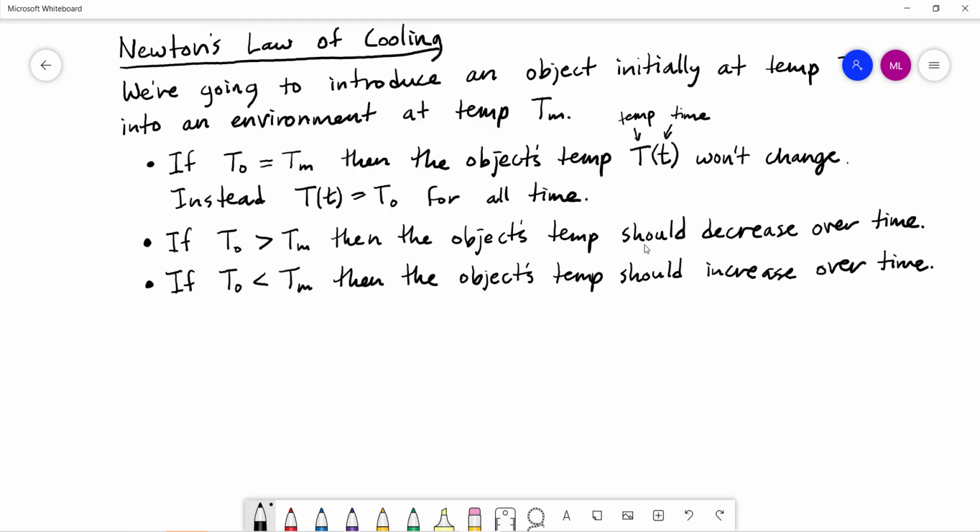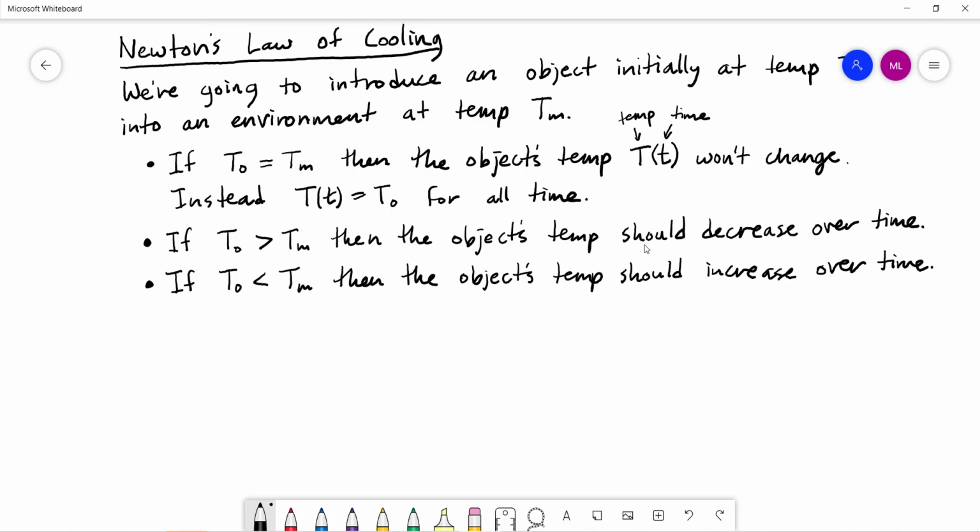So after 1 minute, we bring the cookies out, they're 350 degrees. After 1 minute, they're down to 300. After another minute, they're down to 250. After another minute, 200, then 150, then 100, then 50, then 0. After another minute, they're down to negative 50.